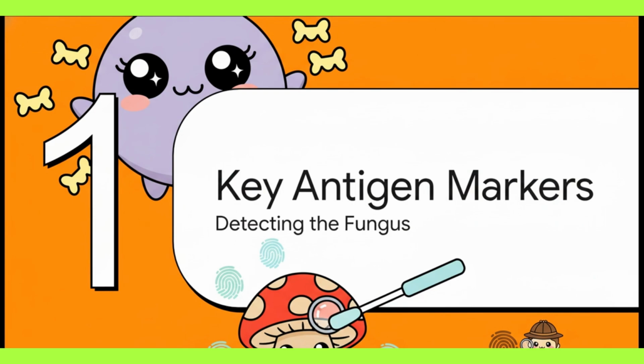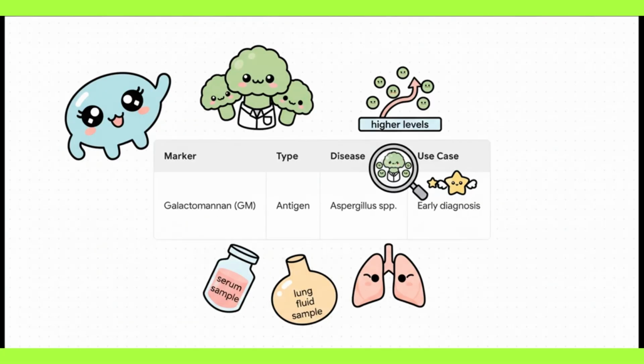The whole idea here is that these tests are designed to detect a specific piece of the fungus itself, like a protein or a sugar from its cell wall. The best way to think about it? It's like finding the culprit's fingerprint right at the crime scene. It's direct evidence. First on our list is galactomannan, or GM for short.